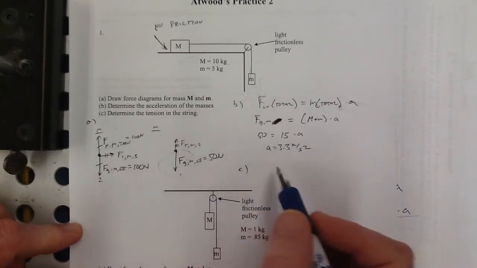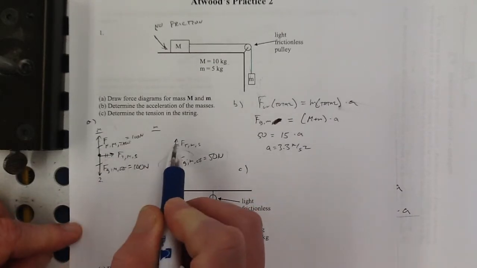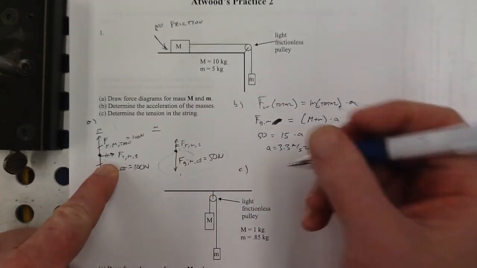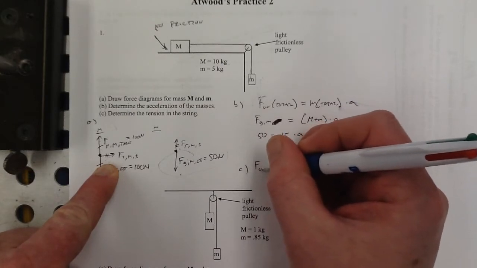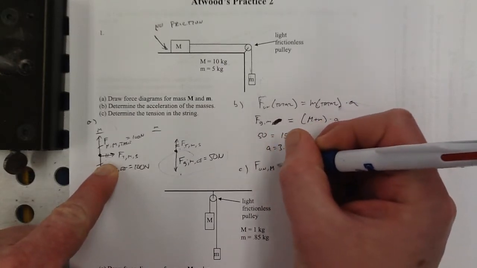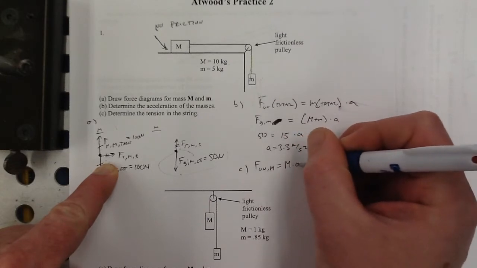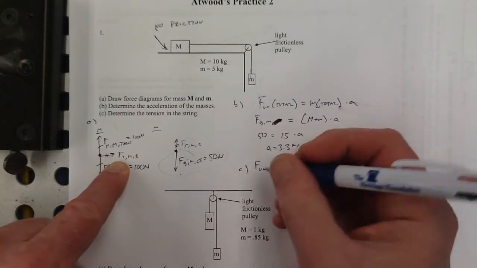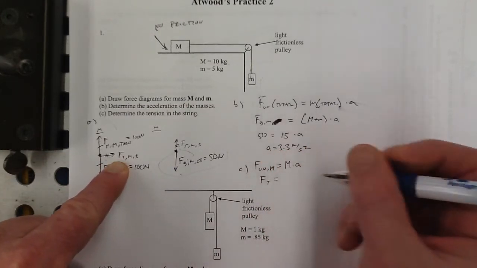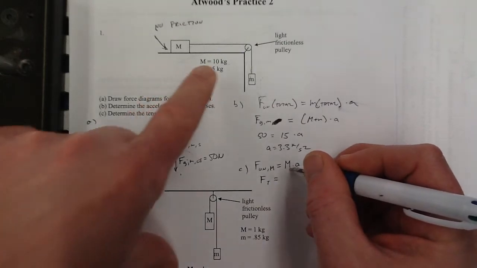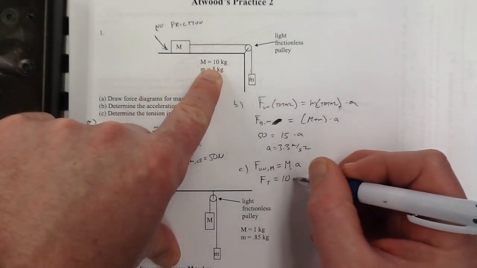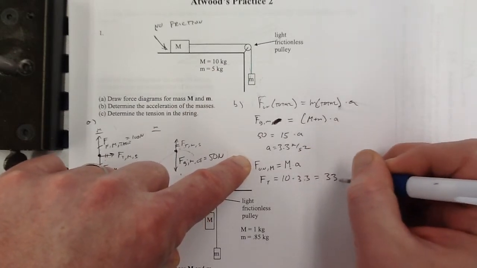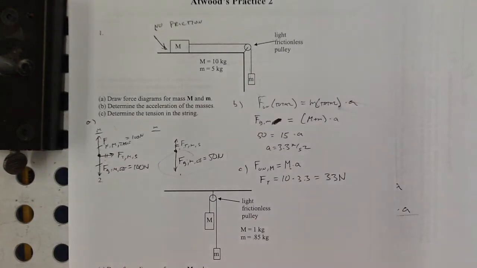Well, to determine the tension, you have to go back and write the equation for one block or the other. So here, if I do the unbalanced force on the big block M, that's equal to big block M times its acceleration. And the only unbalanced force on this block is that force of tension. I know what the mass of the big block is. It's 10. And I know what the acceleration is because I just found it. So the tension's 33 newtons.